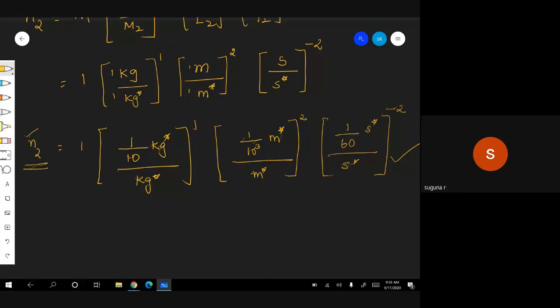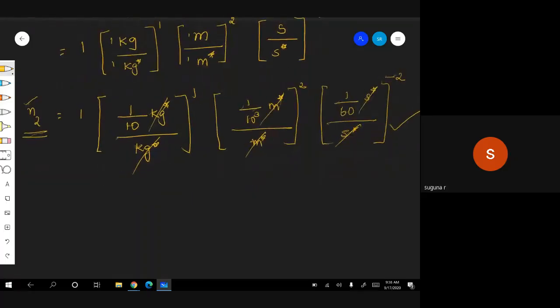Right. Now these will go, everything will go. What is remaining here? n2 is equal to 1 by 10, whatever is left, 1 by 10 power 6. Correct? 10 power 3 whole square. Are you following? I may be wrong.